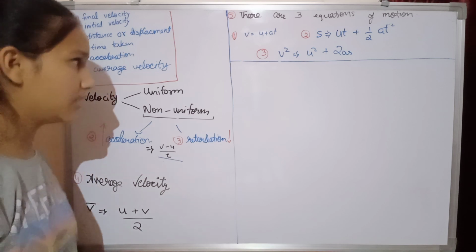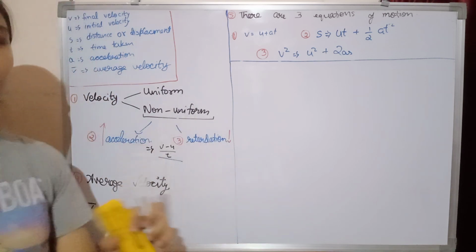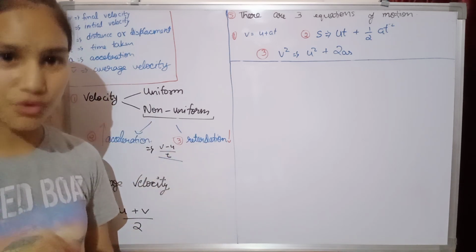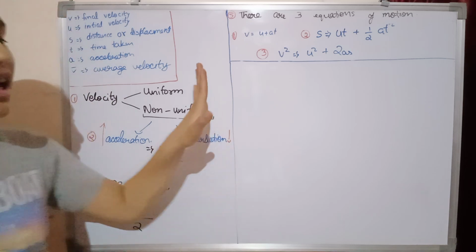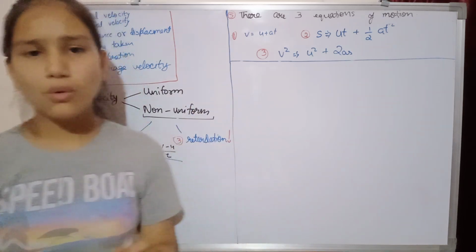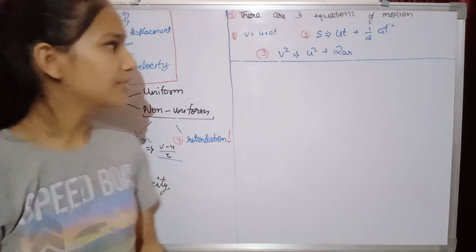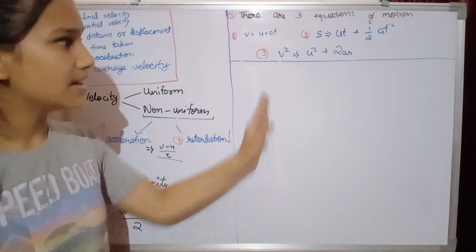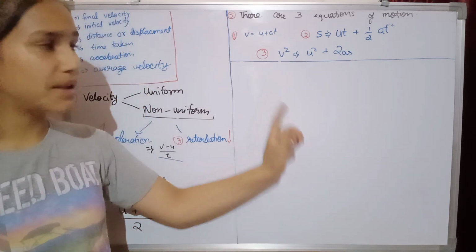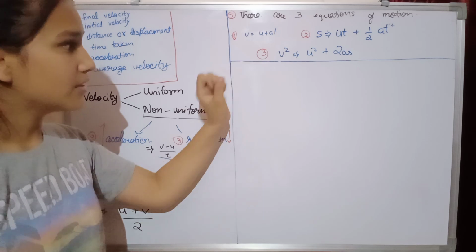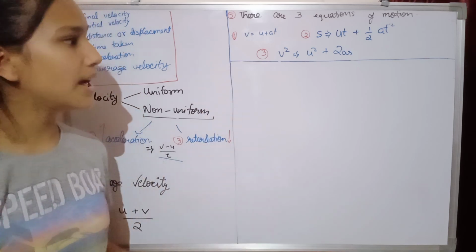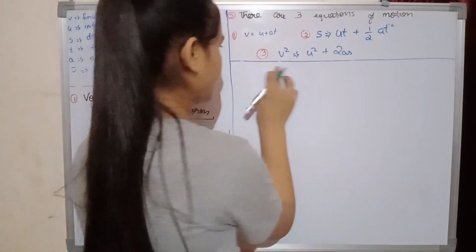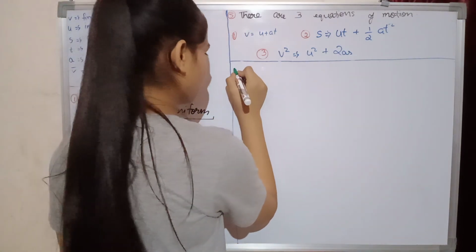Now, here comes the most important topic of this video as well as this chapter, Motion, class 9th, which is equations of motion. We know that there are 3 equations of motion, which are: first, v is equal to u plus at. Second, s is equal to ut plus half at square. Third, v square is equal to u square plus 2as. Now let us derive all of these one by one.